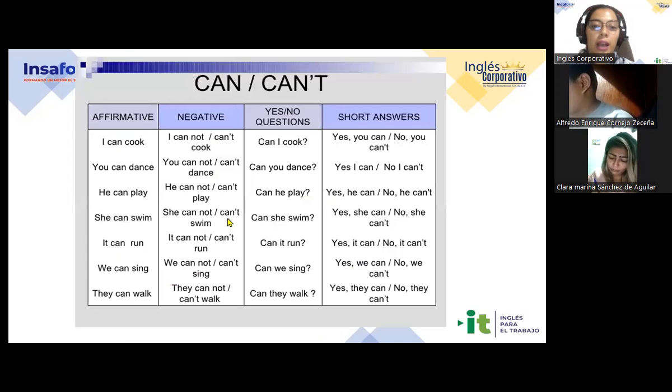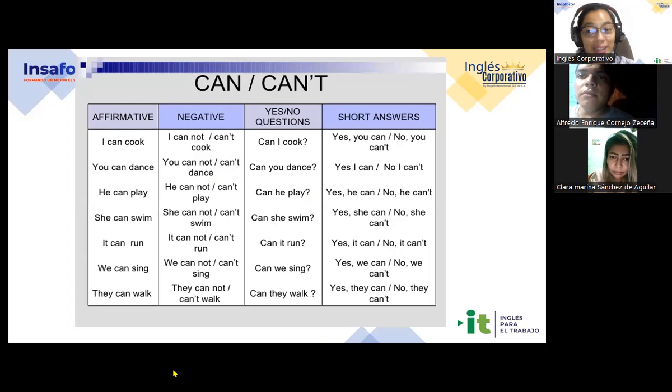Y ahora, mire, acá tenemos. Ok. Mire, ¿cómo va a contestar? Porque ahora usted va a preguntar. ¿Verdad? Teacher, ¿y cómo hago la pregunta? Aquí está, mire. Can you? Pero aquí sí la vamos a hacer con you, porque usted se la va a preguntar a alguien más. ¿Ok? Por ejemplo, vamos a ver.